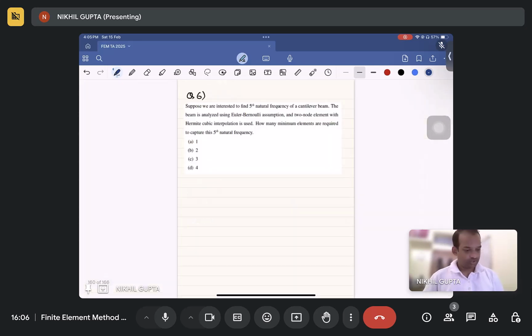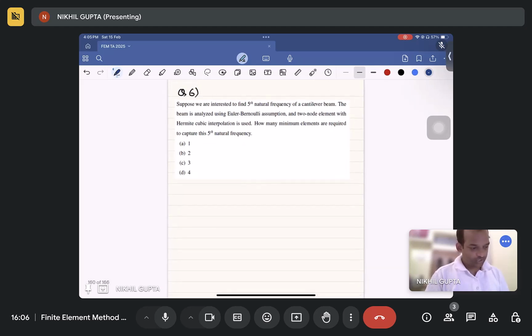Okay, so this is the question now related to the frequency thing. Some of the questions you will get in the assignment as well. So let's do this problem. The question says, suppose we are interested to find the fifth natural frequency of a cantilever beam. The beam is analyzed using Euler-Bernoulli assumption, and a two node element with Hermite cubic interpolation is used. So how many minimum elements are required to capture the fifth natural frequency?